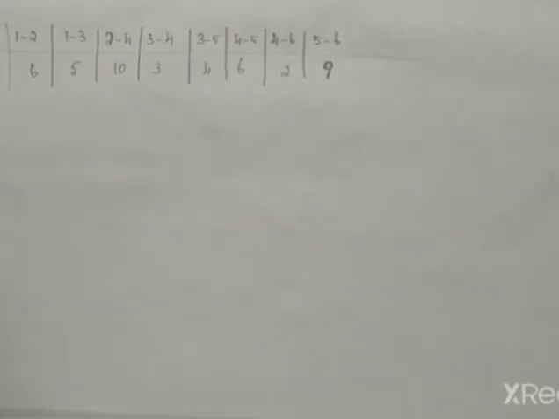Now we have to see the problem for the critical path method. The problem is: draw a critical path using a network diagram and also find the total duration for the project. Here the activities and durations will be given, so we have to find out the critical path.